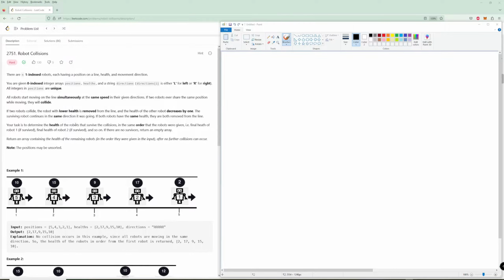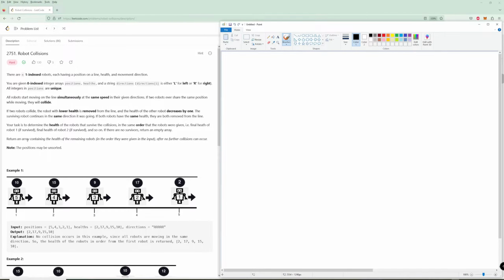And then we have to get the health of the robots that survive the collisions in the same order that the robots were given: the final health of robot 1, the final health of robot 2, and so on. You can think of it in the order of healths or positions. Return an array consisting of the health of the remaining robots in the same order they were given, after no further collisions can occur. The positions may be unsorted.